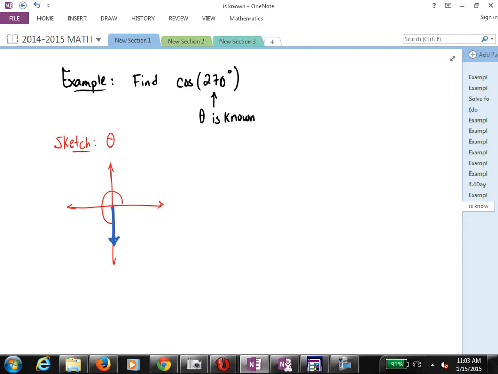There's a couple of ways of doing this, and a couple of sections from now, we're actually going to look at a different way, using the graph, of how to evaluate cosine of 270, which is probably going to be a lot easier than this. But I still want you to know how to do this with the sketch. Now, last time we looked at the formulas, which are still here on the board.